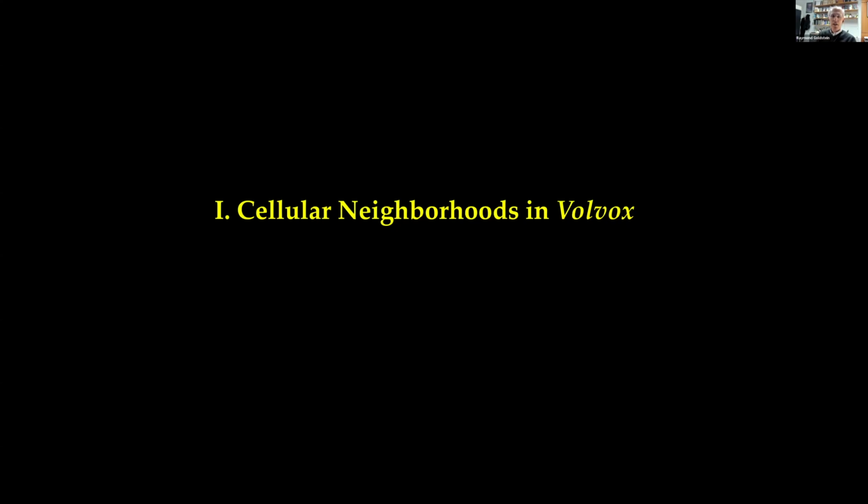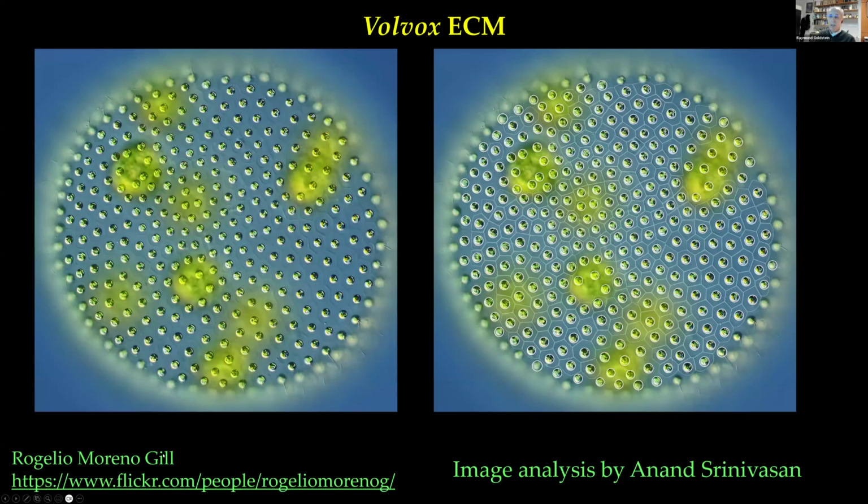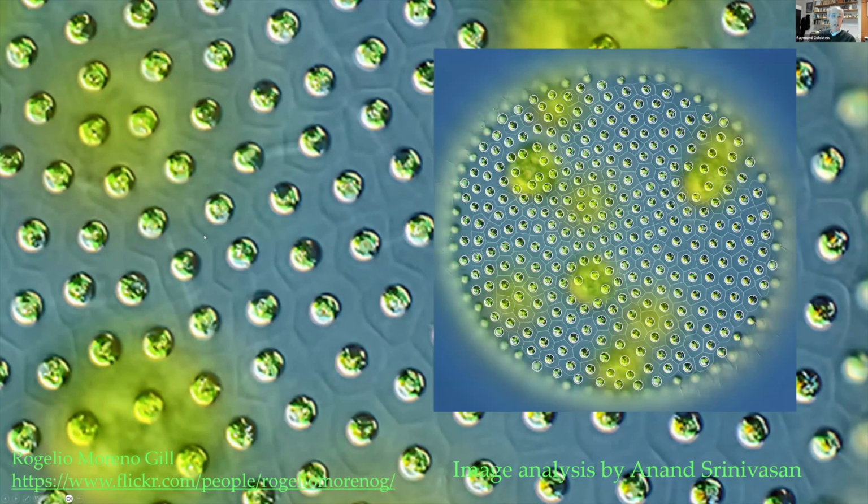So the first part of my detailed talk is about the cellular neighborhoods in Volvox. So here again, I show you this beautiful picture by Huxley, and you can see that each of the individual cells is surrounded by some sort of polygonal network that most of the time looks like a hexagon. And if you take a modern view of this, like you see here in these beautiful images by Moreno Gill, and you look carefully at a Volvox colony using a technique called differential interference contrast microscopy, you can see there actually is really a physical compartment surrounding each of the cells in the Volvox. So these are each of the 50,000 cells or so, or 1,000 in this species. And there's a kind of denser region of this extracellular matrix that shows up this polygon very nicely.